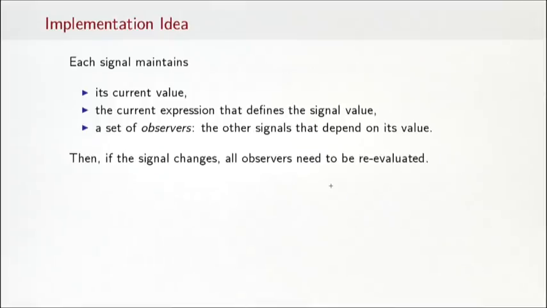So now that we have the APIs, let's see how we could implement them. Here's the central implementation idea. Each signal maintains three data items. The first one is the current value of the signal. The second one is the expression defining the signal at the present time, so that will be used if you have to re-evaluate the signal. And the third one is a set of observers. The observers are all the other signals that depend on the value of the current signal. The idea then is if the signal changes, be it because it's updated or it depends on another signal that changes, then all observers will be re-evaluated.